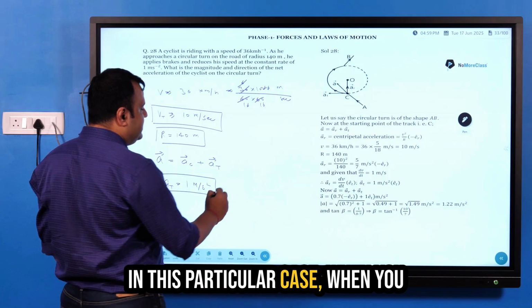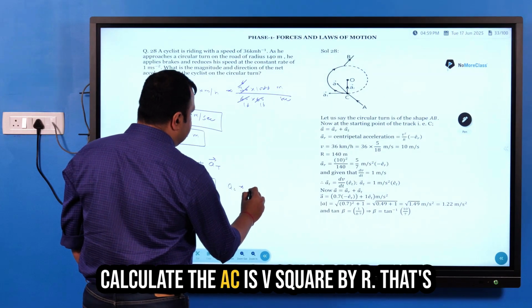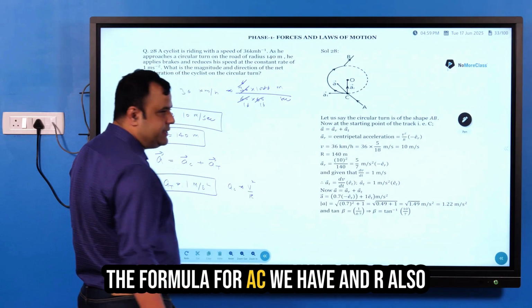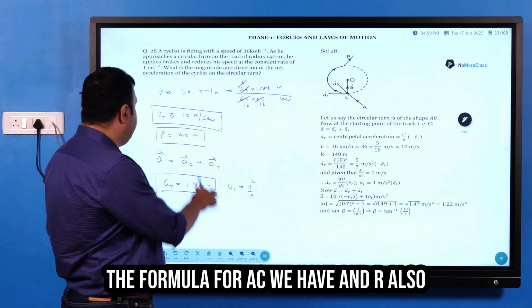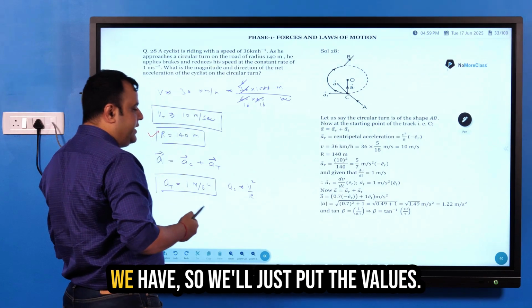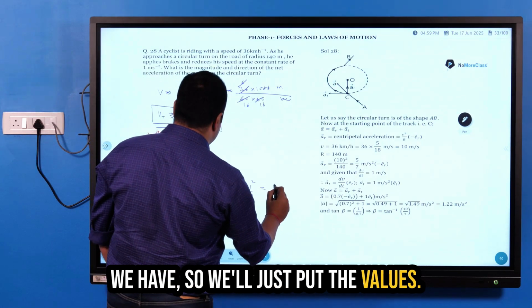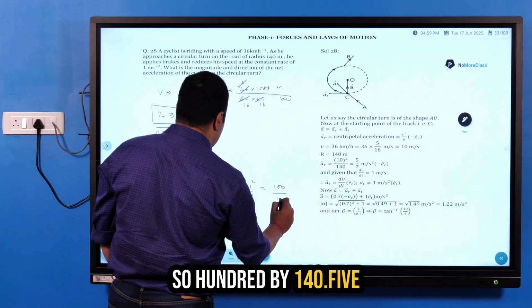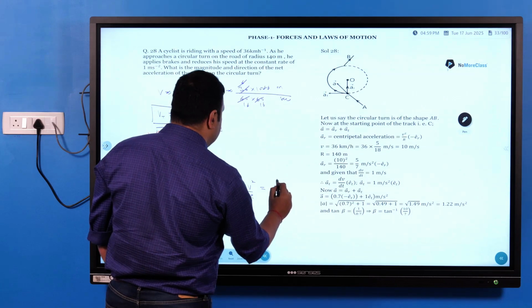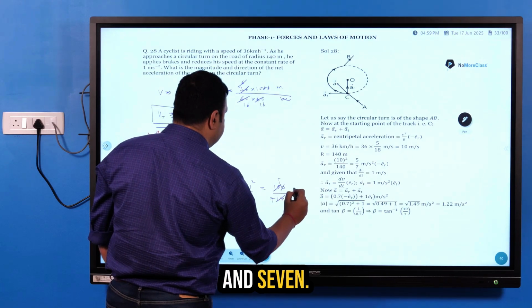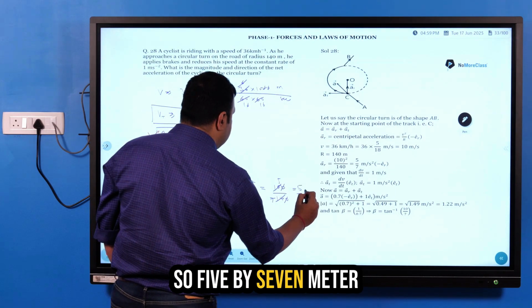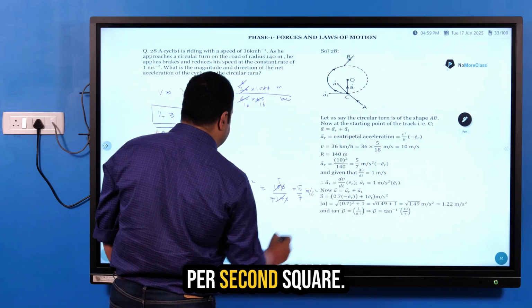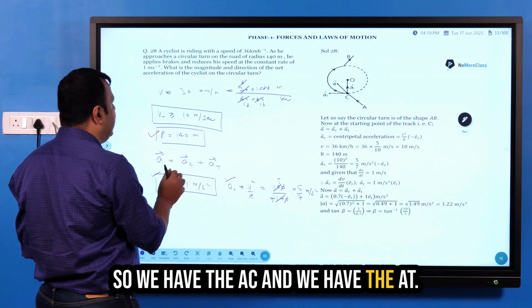In this particular case, when you calculate, the AC is V square by R. That's the formula for AC. We have V, and R also we have. So we'll just put the values: 100 by 140, which is 5 by 7 meter per second square. So we have the AC and we have the AT.